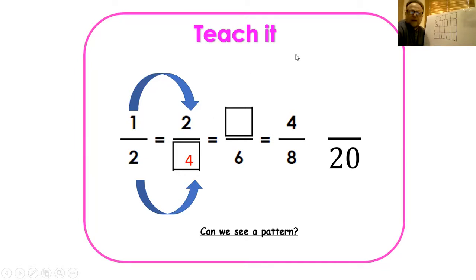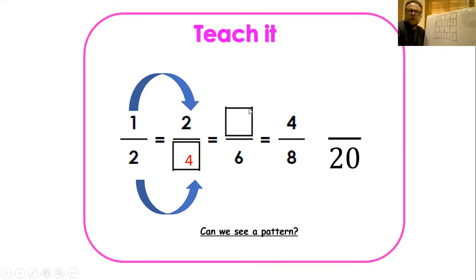I'll just let you have a look at that for a moment and pause it, see if you can spot any patterns in the numbers. What did you see? Did you see any patterns? Well, the bottom seems to be going up in twos, doesn't it? We've got 2, 4, 6, 8.